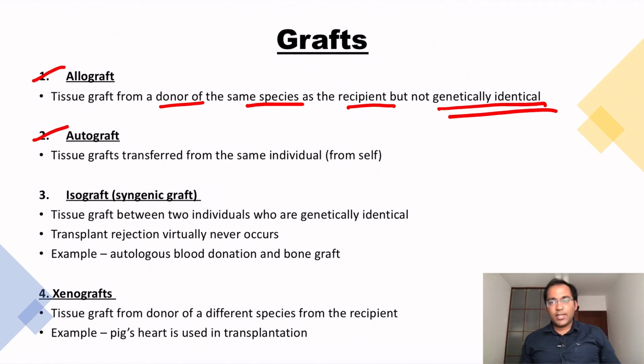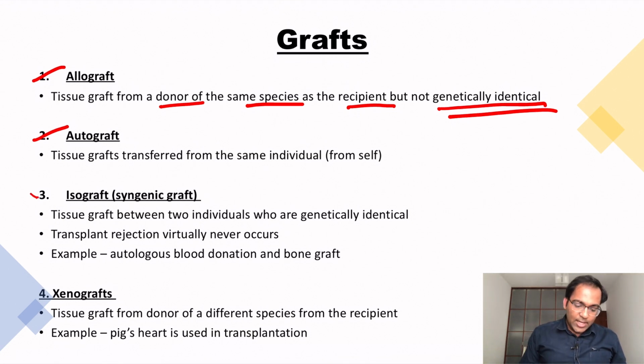Now the next is autograft. Autograft is basically, let's say I'm the donor and I am the recipient myself. So let's say I have a skin injury and I want to transplant a part of the skin, then the doctor would basically use my, let's say, thigh, and transplant the skin from the thigh to my wrist, let's say. So this is autograft.